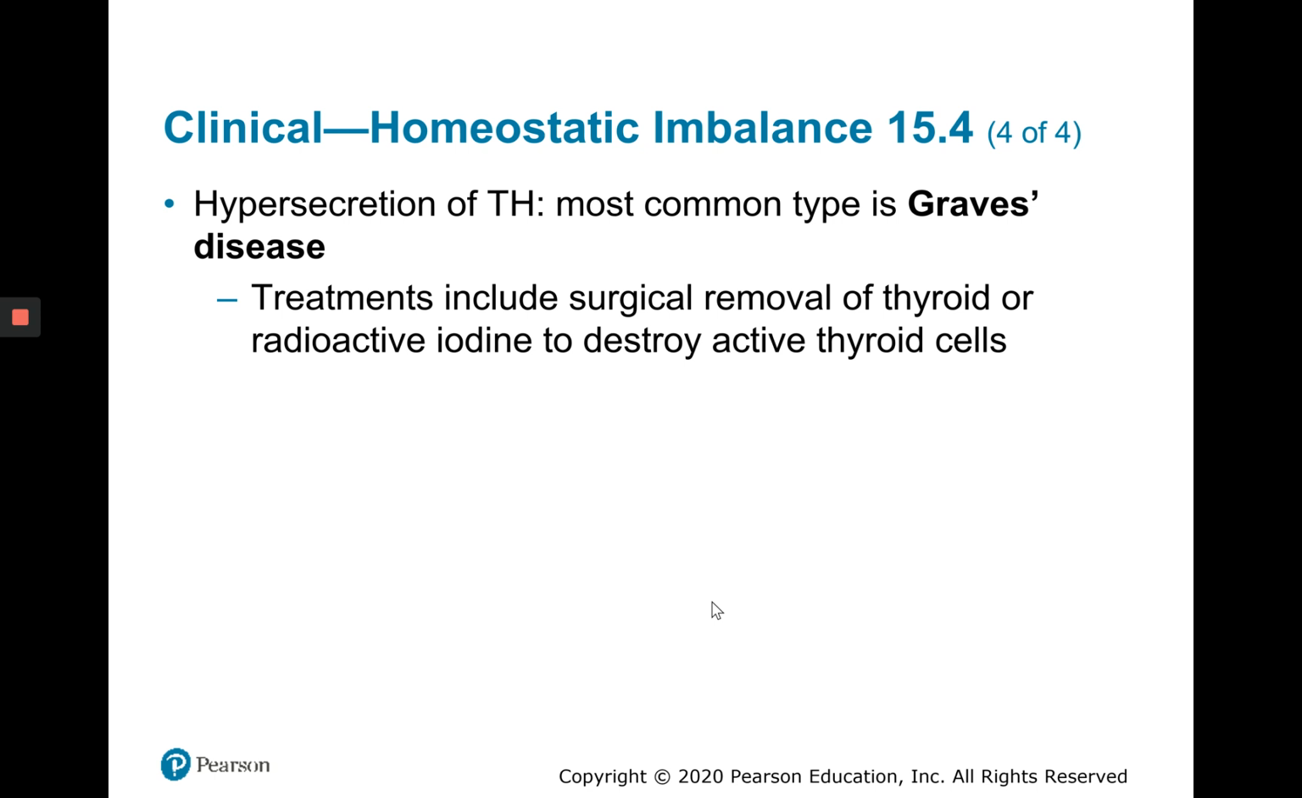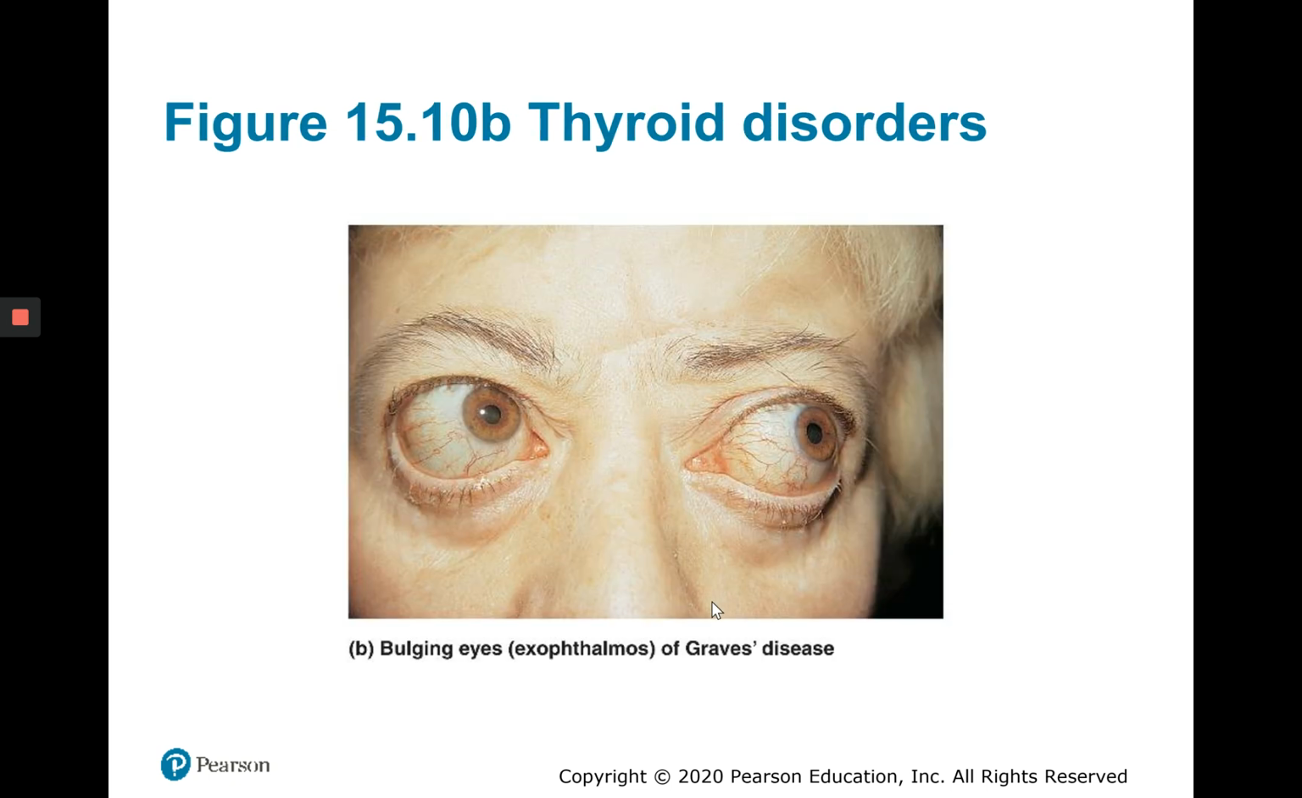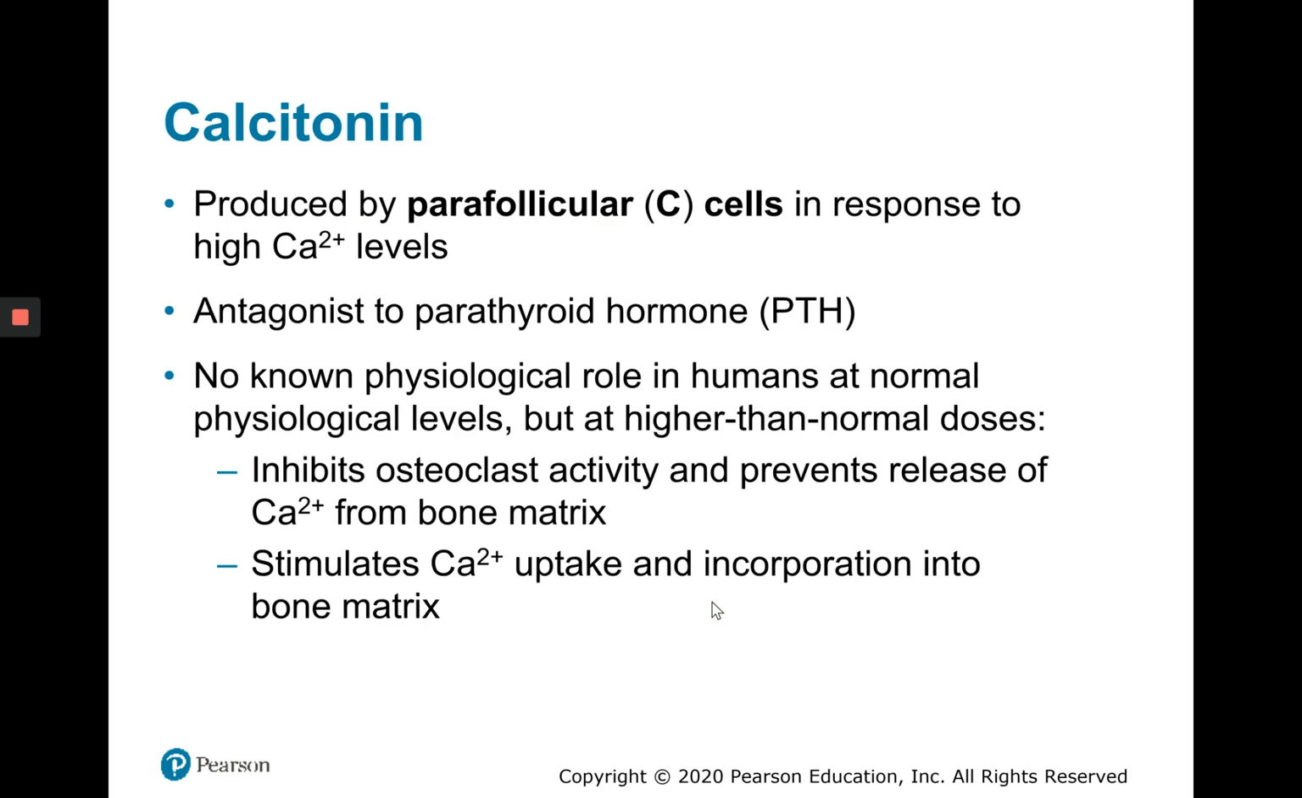The treatment for Graves' disease is generally surgical removal of the thyroid or treating the thyroid gland with radioactive iodine in order to destroy the overactive thyroid cells. But it's usually a lifelong process of managing the symptoms. And here is an example in figure 15.10b of the bulging eyes, which are characteristic of severe Graves' disease. Keep in mind that Graves' disease is an autoimmune disorder. Calcitonin is the hormone we're going to look at next, and we're still looking at the thyroid gland.